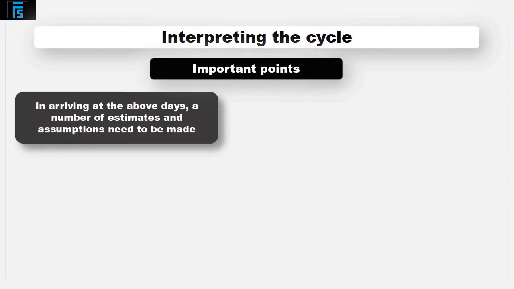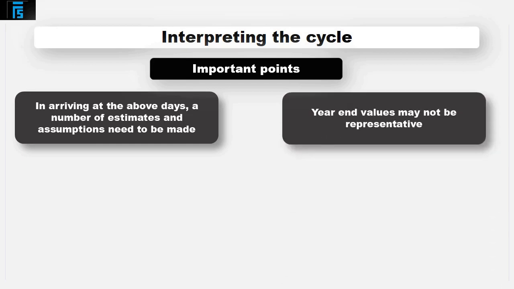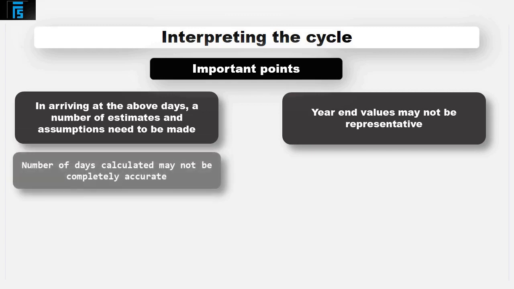Interpreting the cycle. In arriving at the above days, a number of estimates and assumptions need to be made. For example, credit sales and purchases may not easily be separable from total sales and purchases, and so the days are often based on totals. Similarly, raw material purchases may be used as an approximation of raw material usage. Additionally, the year-end values may not be representative of normal operations. For example, inventory levels may be high in preparation for a new product launch or an upcoming sales campaign. For these and other reasons, the number of days calculated may not be completely accurate.